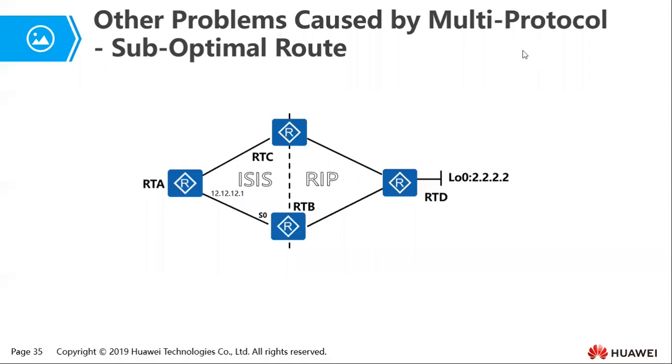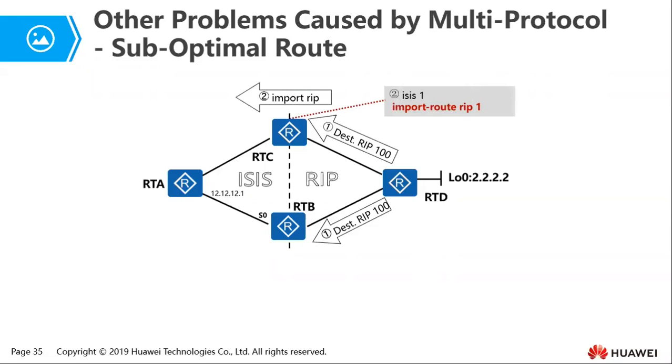So one of the problems of using multiple protocols is that it causes suboptimal routes. So we want to understand how that happens. RIP will advertise the network 2.2.2.2. RTD will advertise it in RIP. Then RTC will import that particular route into ISIS. Then that is how RTA will learn about that particular route.